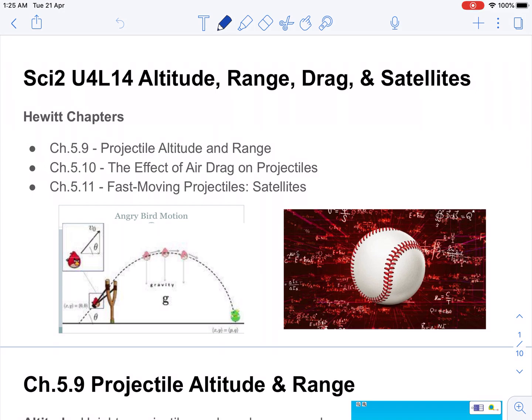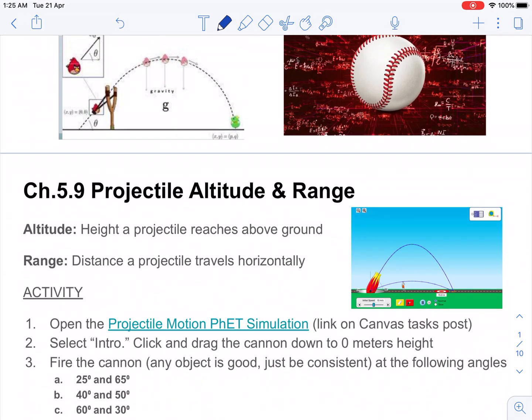Hi, Science 2 kiddos. I'm going to use this recording just to quickly review content from chapter 5.9 through 5.11 in Hewitt, all about altitude, range, drag, and satellites. These are kind of the key vocab terms and concepts to take from this.